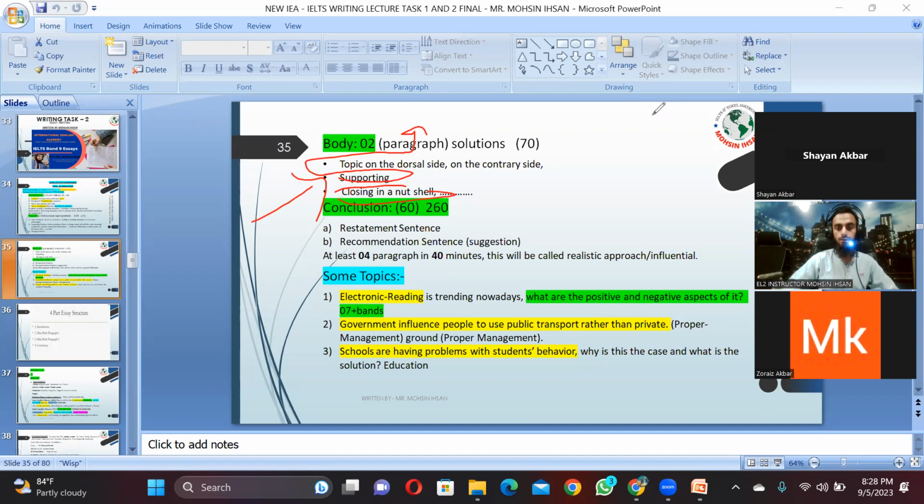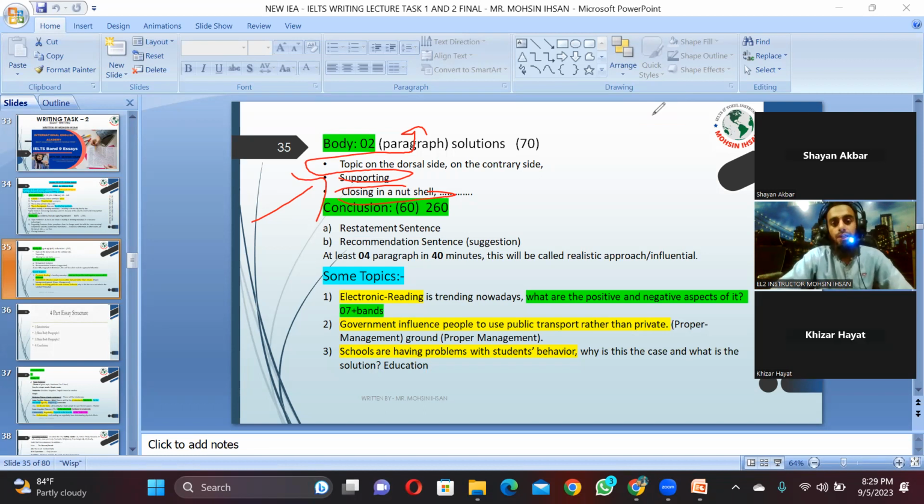Yes, sir. And for body two, we have to write around 70 words in that paragraph? Yes, exactly. 70 words would be around 10 to 11 lines, right? 1, 2, 3, 4, 5, 6, 7, 8, 9, 10. Yes, 10 to 11 lines. You can count when you write on the British Council answer sheets, right? Is it clear? Yes, sir. Good. Okay. Now, next is your conclusion.